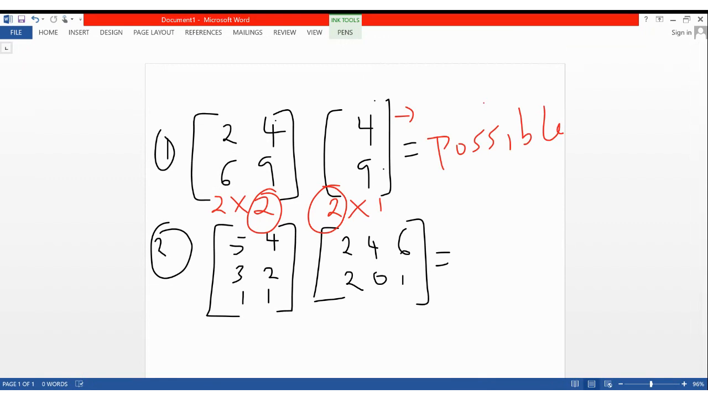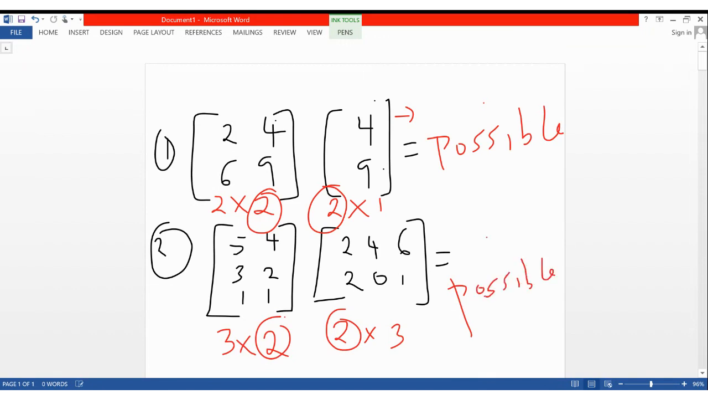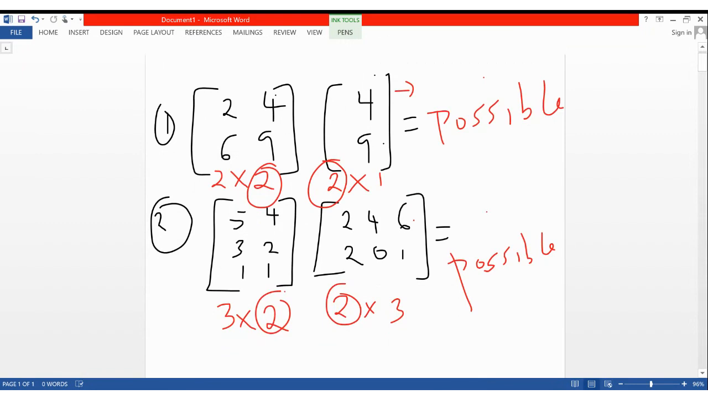I'll show you later. This other one is a 3x2. Here the number is what? 2x3. So again, here in the middle, the one that I've circled, they're identical. So this one is still possible. So don't just look with your eyes. You must write the orders like this, and then you can gauge whether you can multiply. Anyone with a question there?